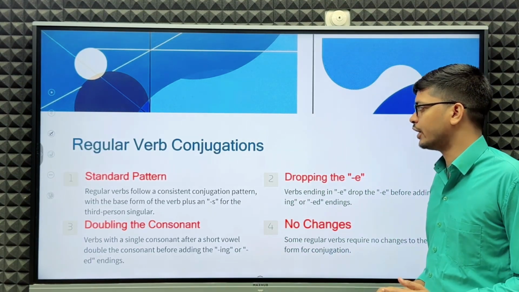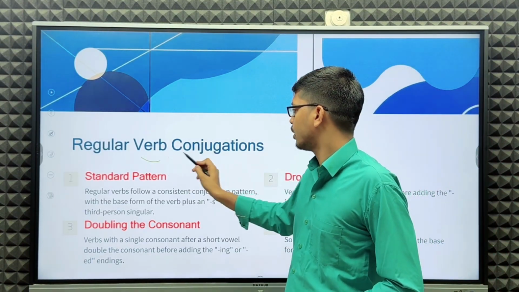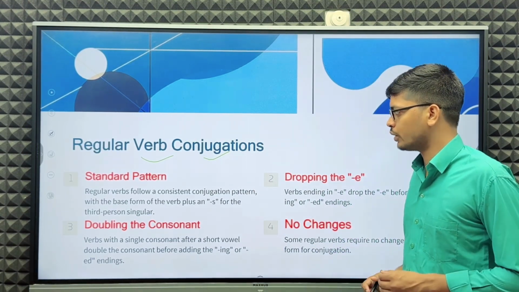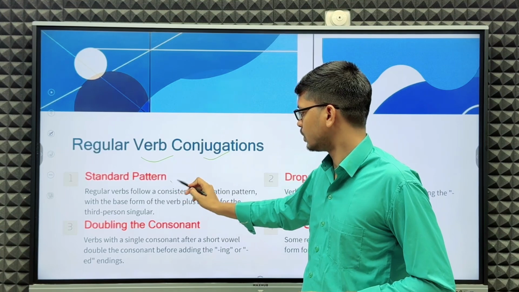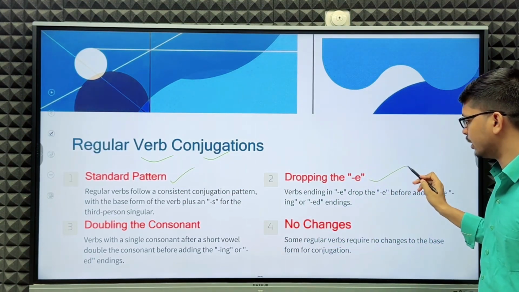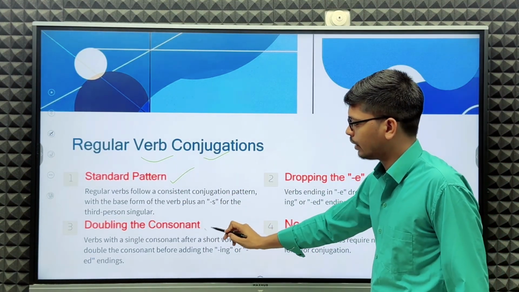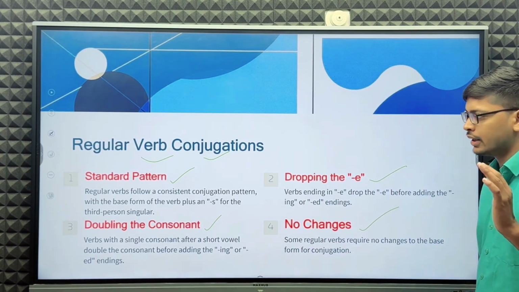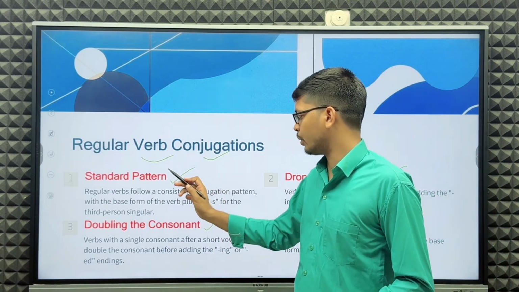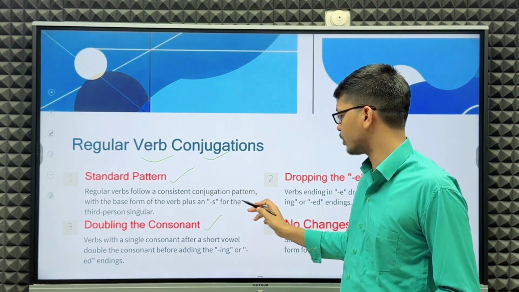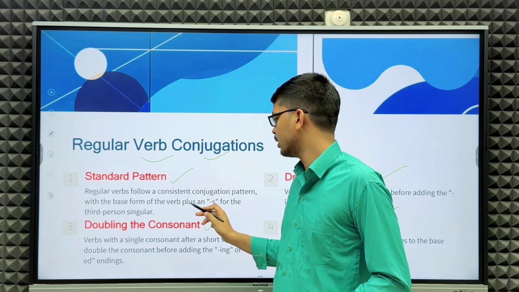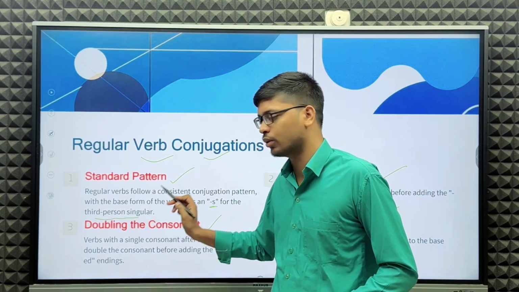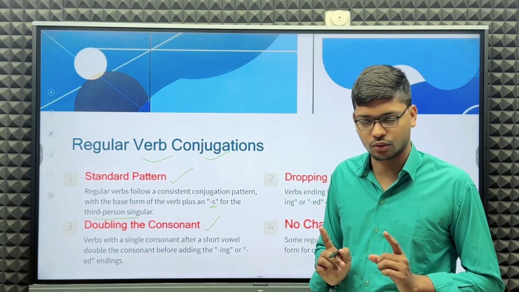The next point is related to regular verb conjugations. Regular verb conjugations: standard pattern, dropping the e, doubling the consonant, and no change. Okay, standard pattern: regular verbs follow a consistent conjugation pattern with the base form of the verb plus s for the third person singular.